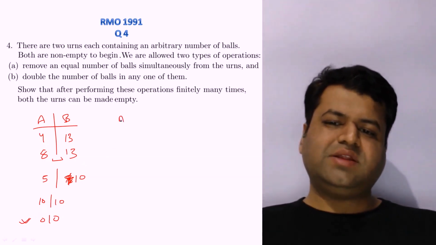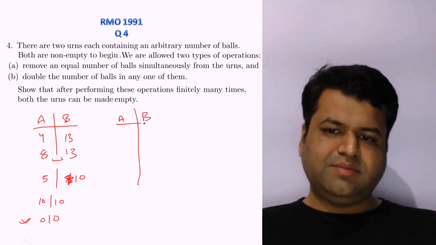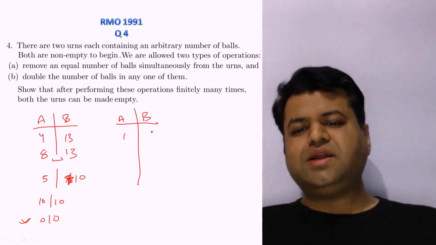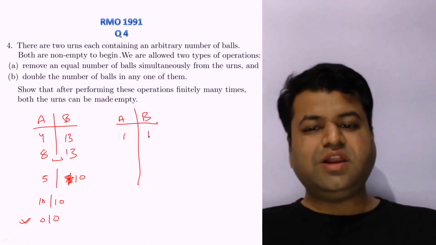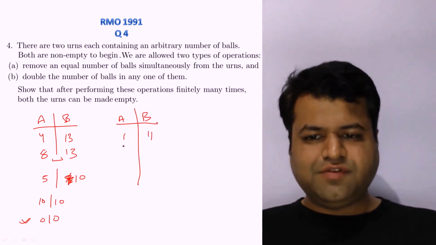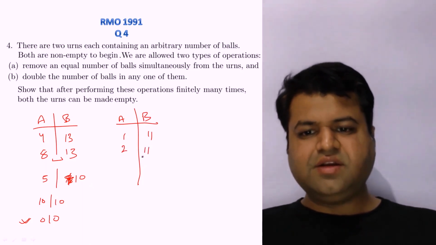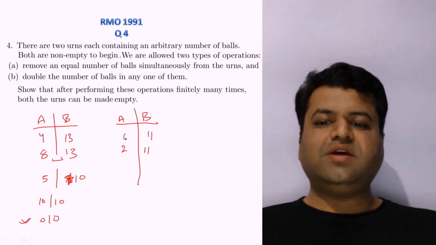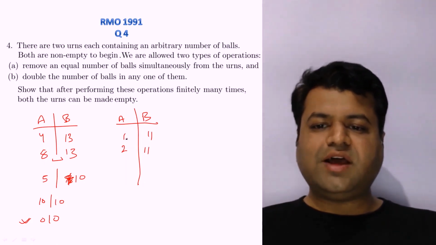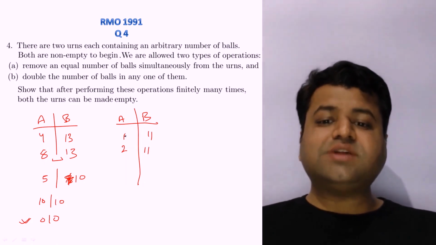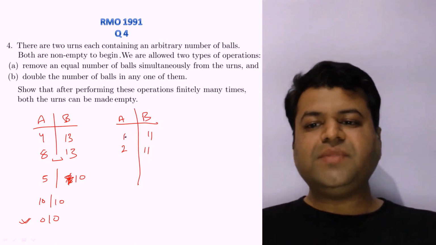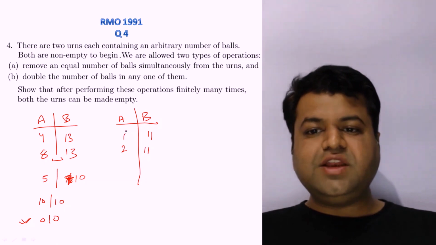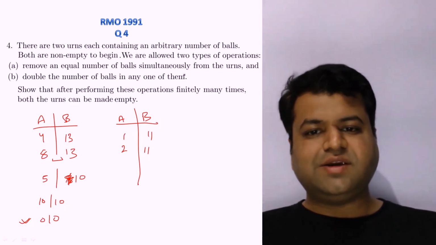Let's take another example. A, B. Let's assume this time A has 1 and B has, let's say, 11, right? What we will do, first we will double it to 2, 11, right? Because if we have removed one ball, then here it will become 0. If one box has 0 balls and the other has some balls, then we cannot empty both of them after performing any finite number of operations, right? Because we need to remove an equal number of balls simultaneously.